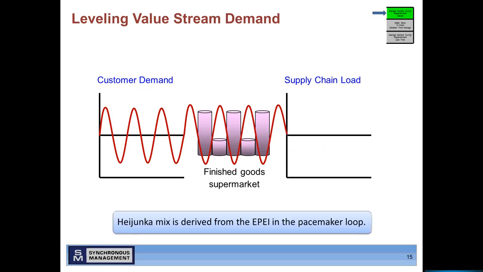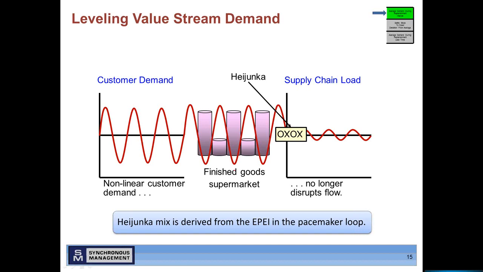We need to have a way to level things out in our supply chain. We need to have a way to keep that demand, that lumpiness, from propagating into our supply chain. And so that nonlinear demand no longer disrupts our flow. That's called Heijunka. That's the whole purpose of Heijunka, is to level things out.